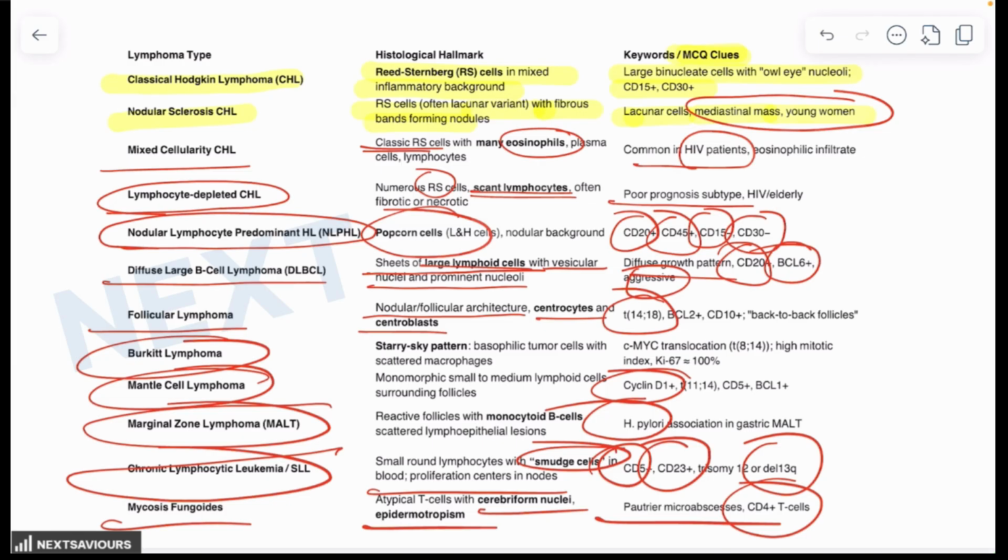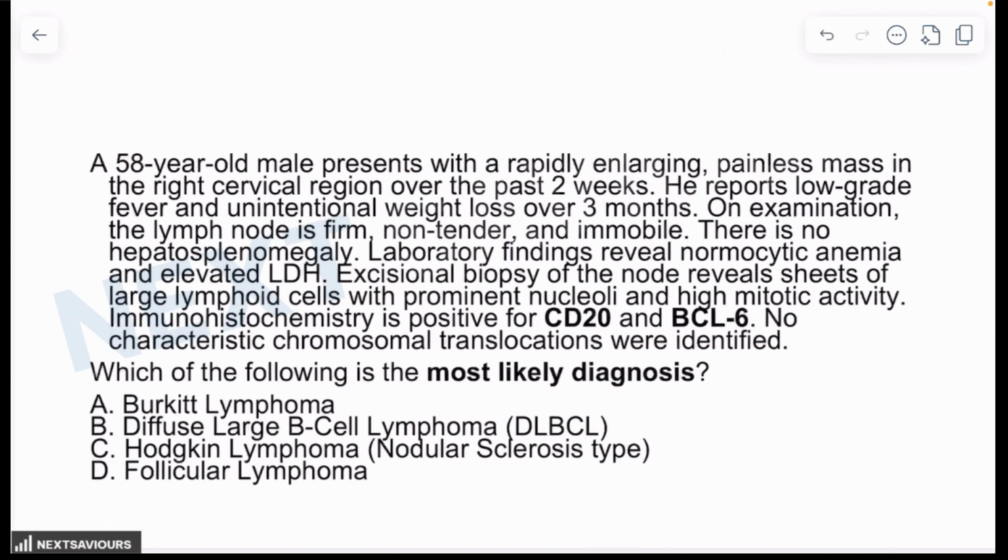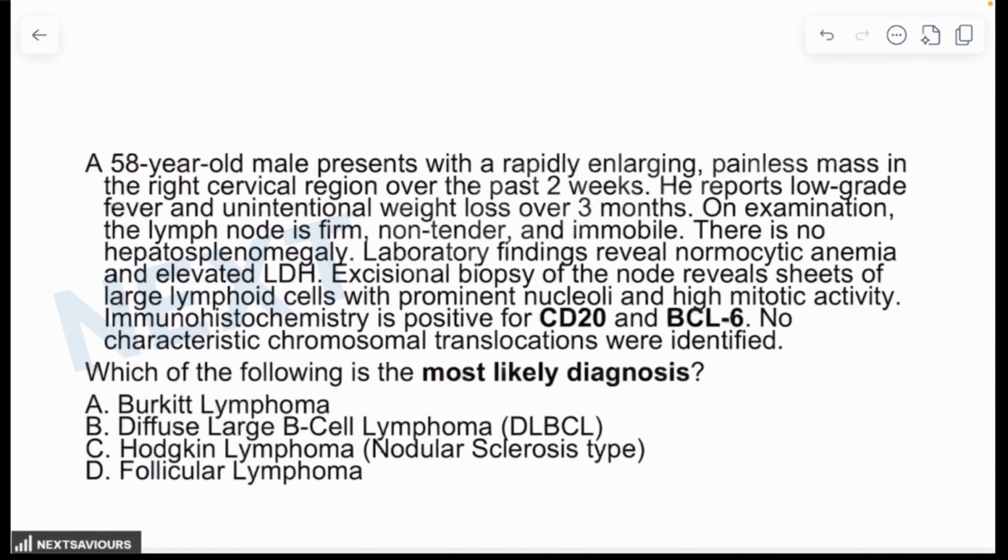Now, once we have studied how to approach the questions related to these particular topics, let's start with the question that was presented to you in the beginning. Now, if you look at this question, a 58-year-old male presents with a rapidly enlarging painless mass in the right cervical region over the last 2 weeks. Now, there are three key features which you can identify. The first one is the nodal involvement. The second one is the aggressive involvement, because in the last 2 weeks, and the age group which is elderly.